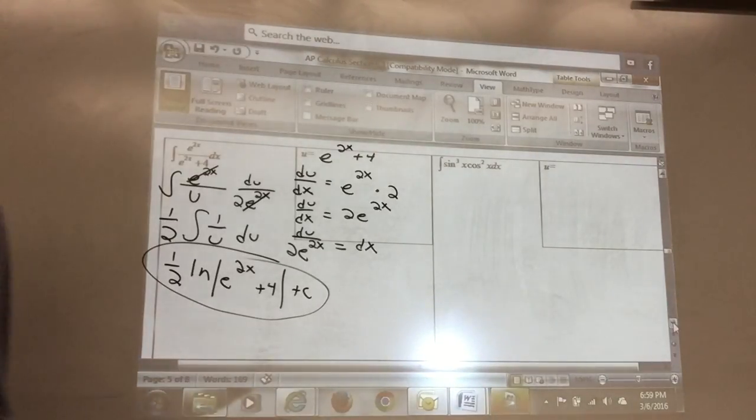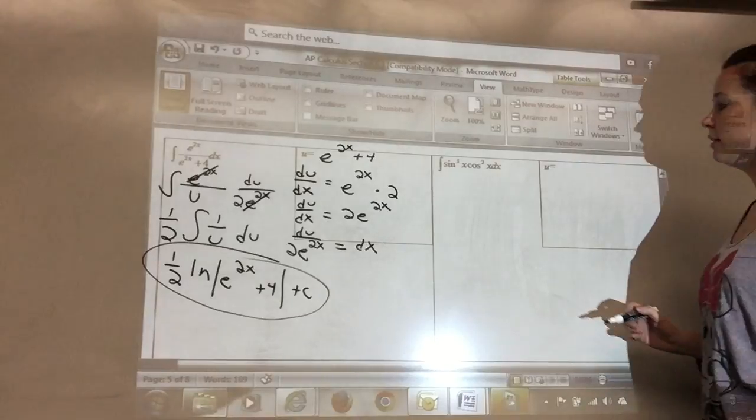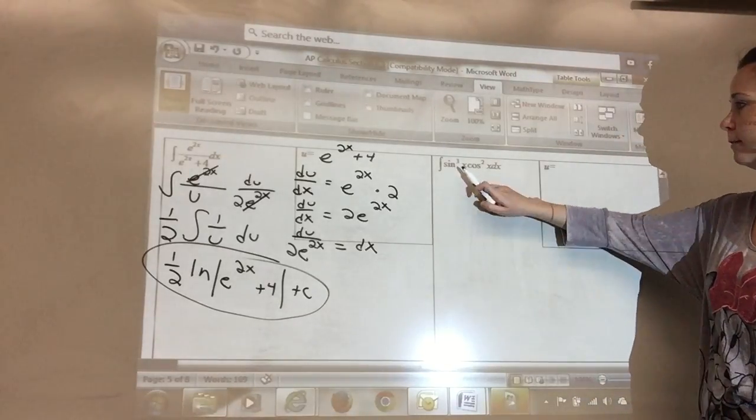Okay, last one. Okay, we have the integral of sine cubed x plus cosine squared x plus dx. Okay, so what should we pick this time? Okay, so let's use some logic.